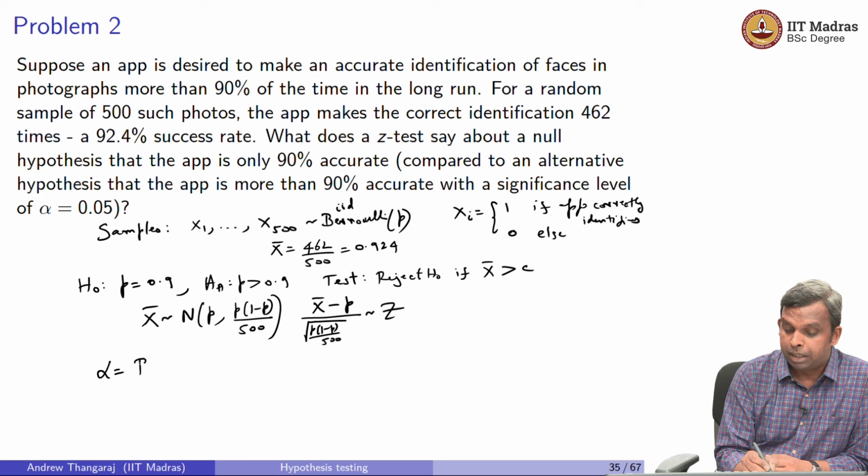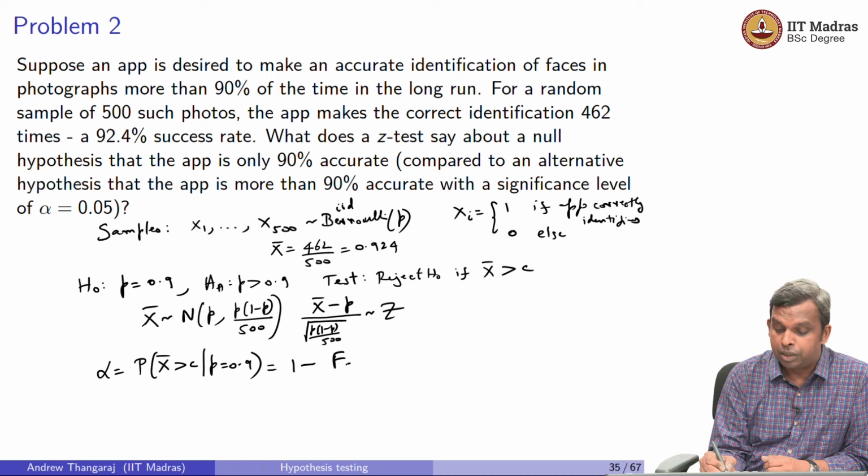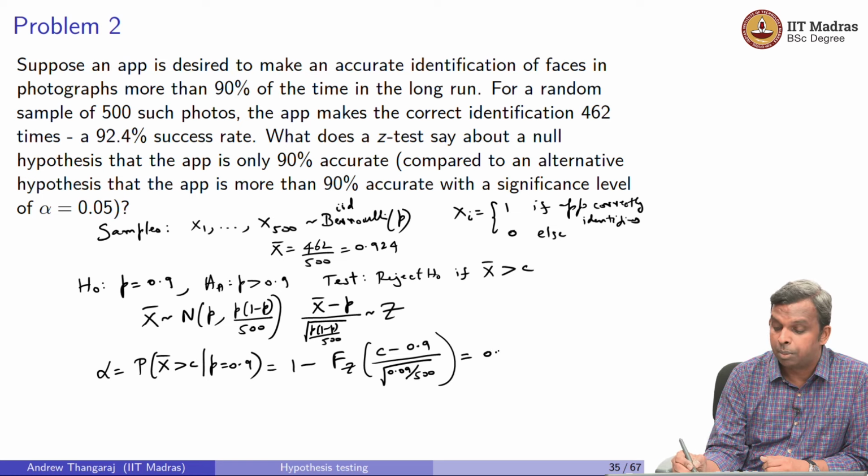Okay. So now what's my alpha calculation? Alpha is the probability that x bar is greater than c, given p equals 0.9. What is that going to work out to? 1 minus Fc of (c minus 0.9) divided by the square root of 0.9 times 0.1, which is 0.09, by 500. I've just put p equals 0.9 here. 0.9 into 0.1 is 0.09 by 500. The square root of 0.09 is actually 0.3. So you can rewrite this if you like. This has got to be 0.05.